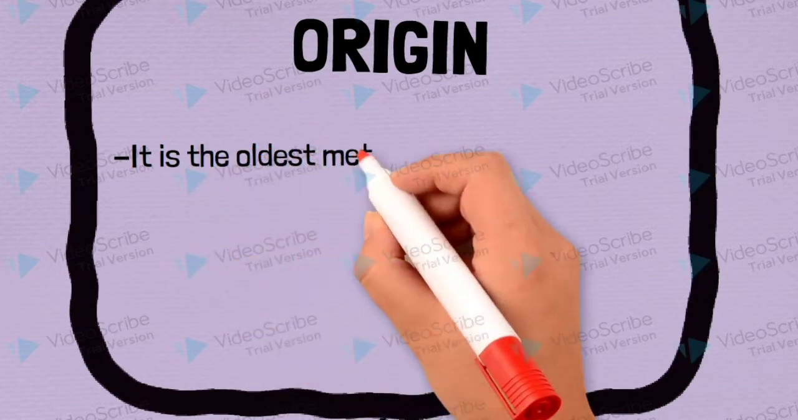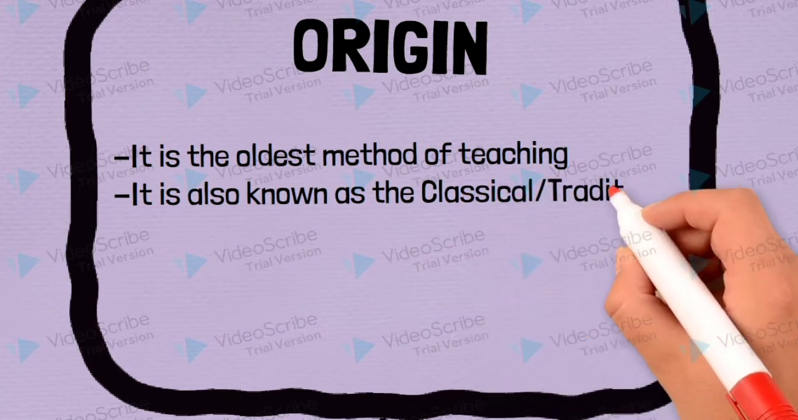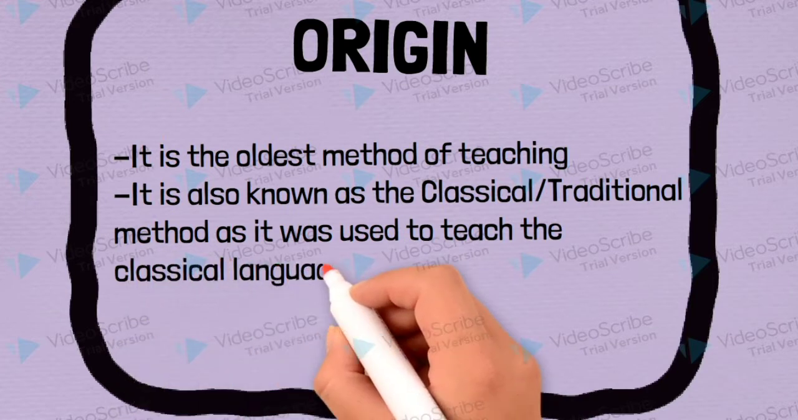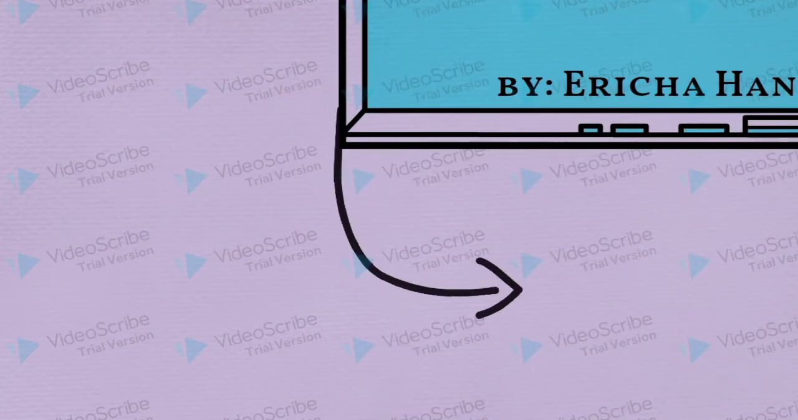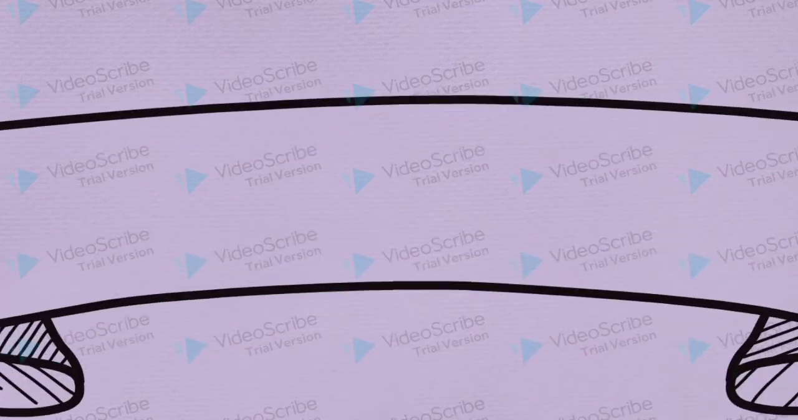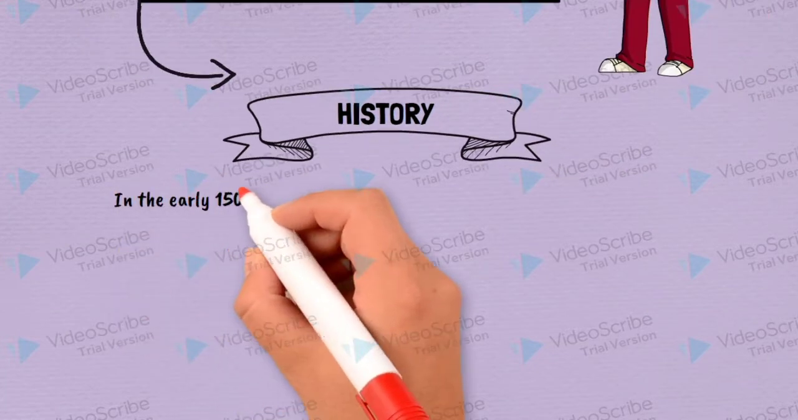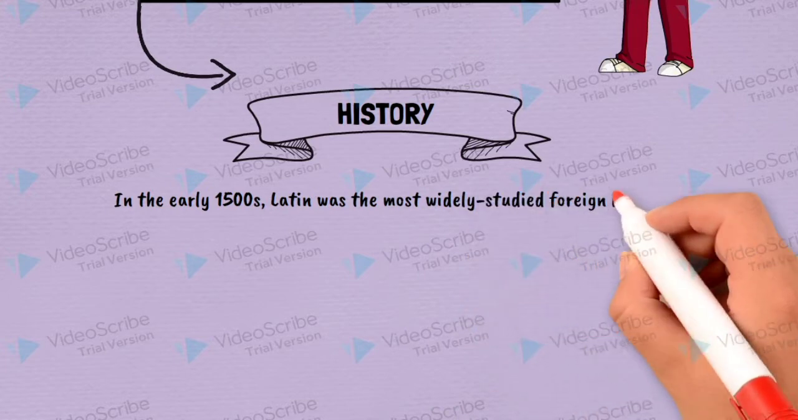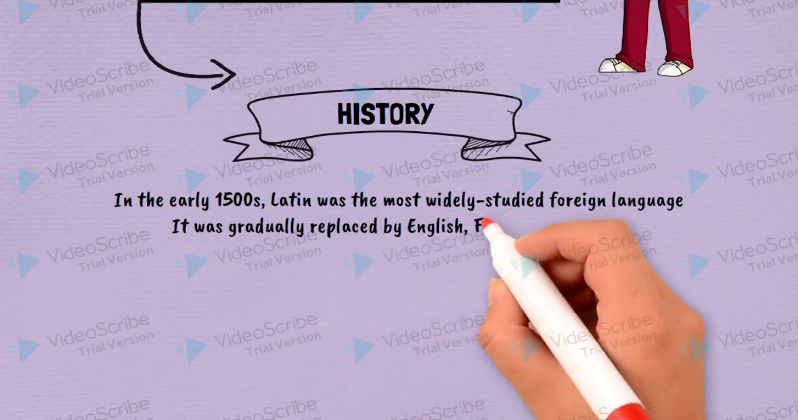The grammar translation method is the oldest method of teaching, and it is also known as the classical or traditional method, as it was used to teach the classical languages Latin and Greek. The history: in the early 1500s, Latin was the most widely studied foreign language, and it was gradually replaced by English, French, and Italian.